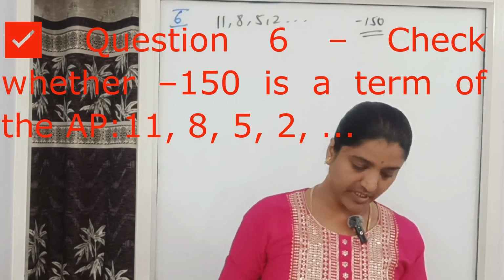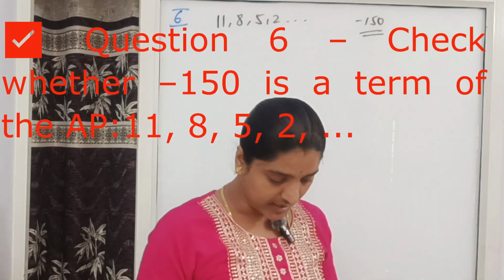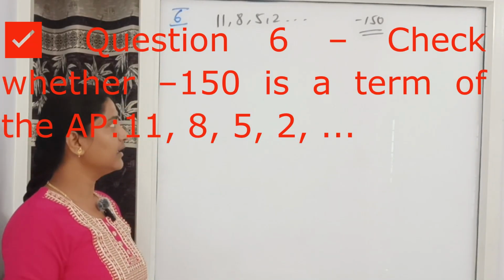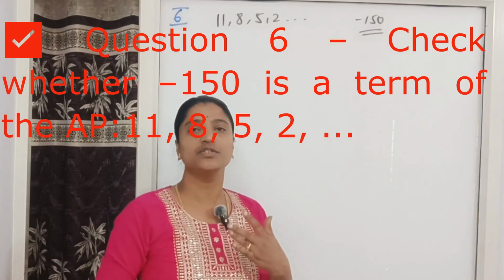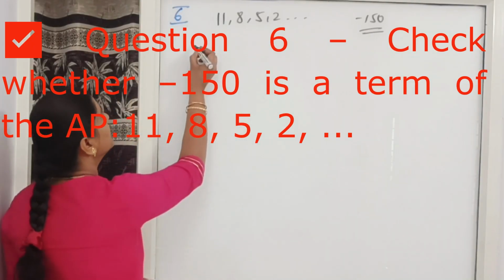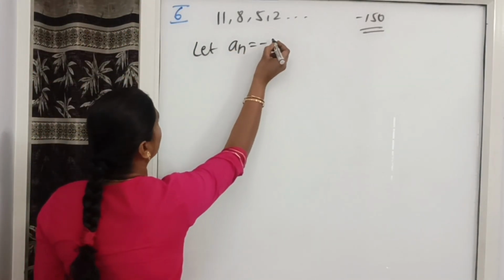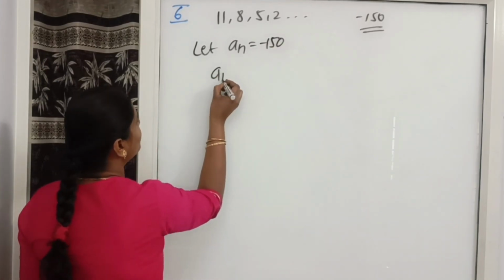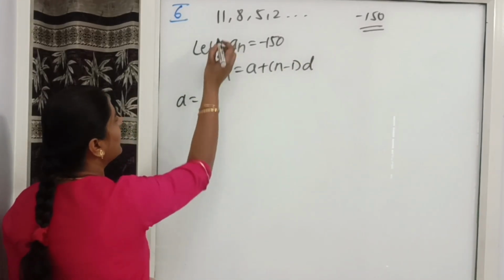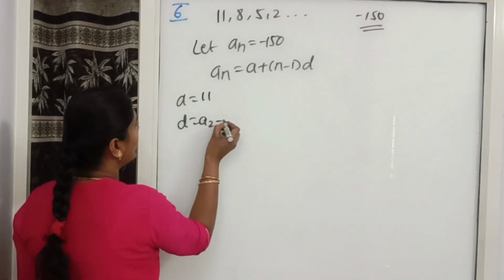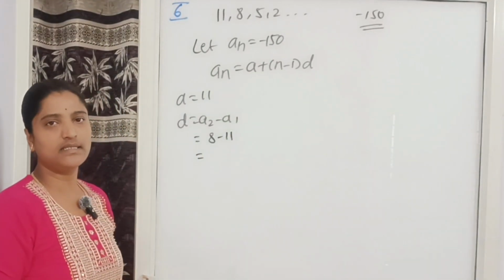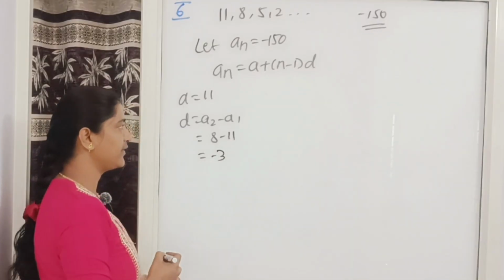Check whether minus 150 is a term of the AP 11, 8, 5, 2. Okay, so what we need to do? Again they gave one term and they are asking us to check whether it is a term of an AP or not. So let us consider that it is the last term. Now the nth term formula AN is equal to A plus N minus 1 into D. And what is A? 11, and D is A2 minus A1. A2 is 8 and A1 is 11. 8 minus 11, 11 minus 8 is 3, so you can keep the negative sign.